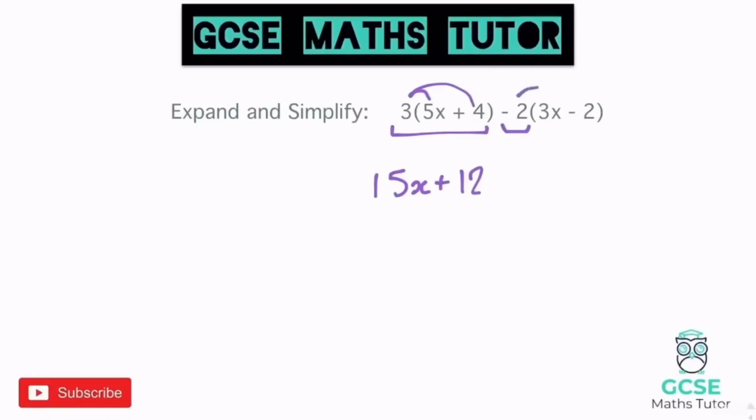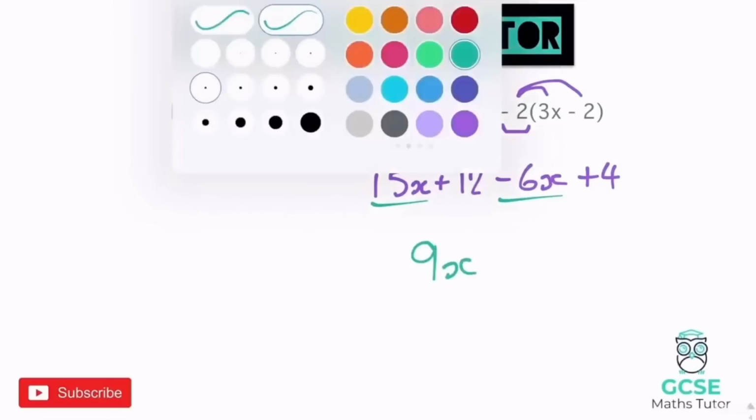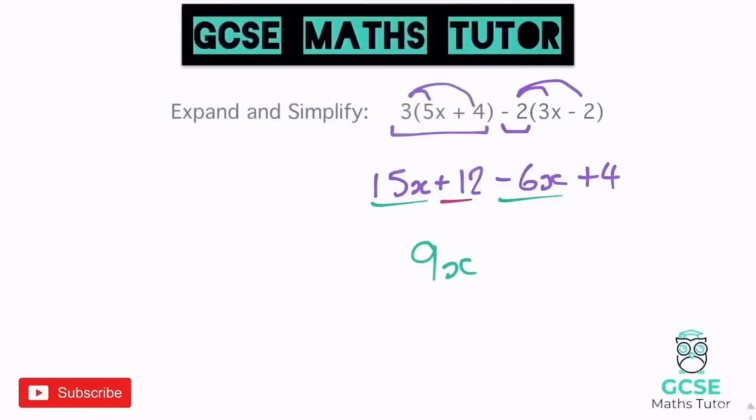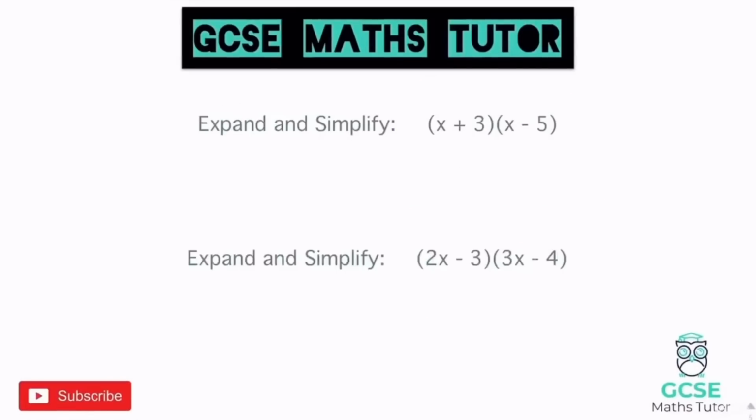So negative 2 times 3x is negative 6x. And negative 2 times negative 2 gives us positive or plus 4. Now we just need to tidy all this up, so we have a 15x take away a 6x, and that gives us 9x's in total. And we have a 12 add a 4, and 12 add 4 is 16, that's positive 16, so we get 9x plus 16.